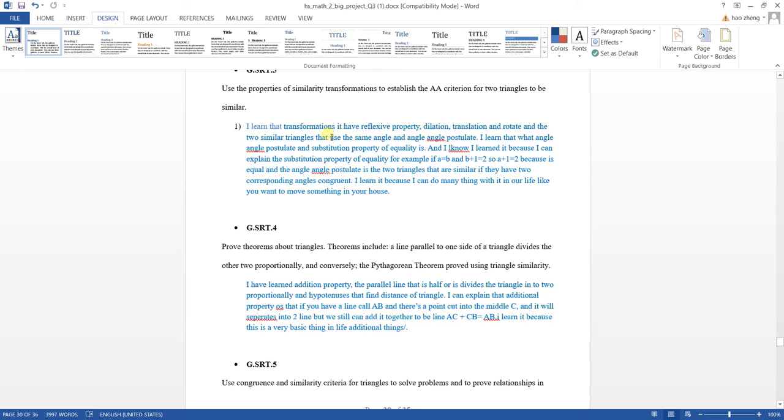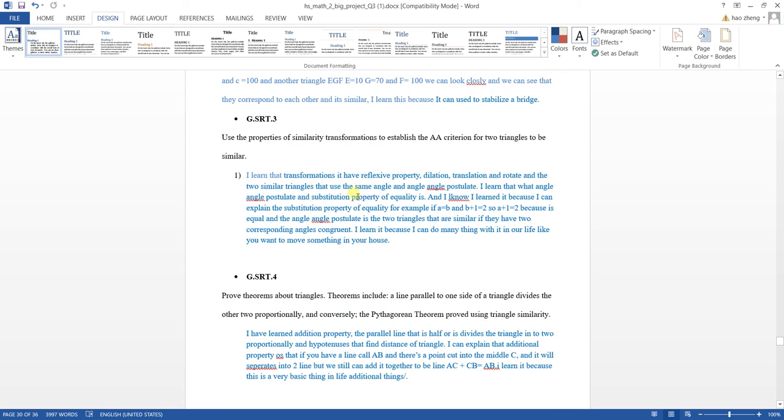Okay, so in this standard I learned that the transformation has the reflexive property, dilation, translation, rotation. I know how to do this because I showed the example already at the top. Yeah, so I learned it because I can do many things with it in our life.